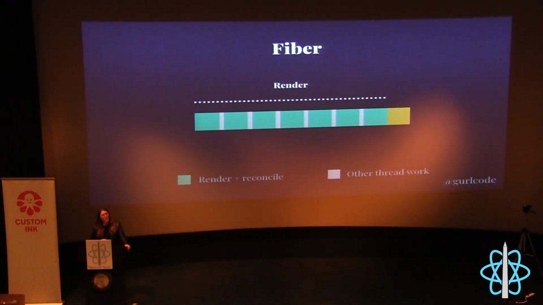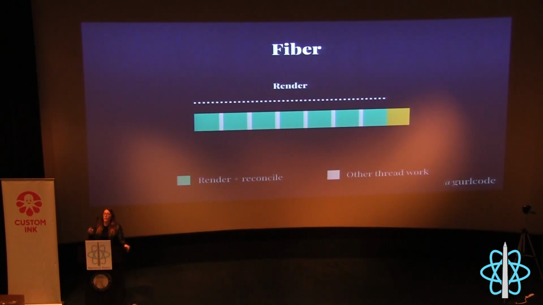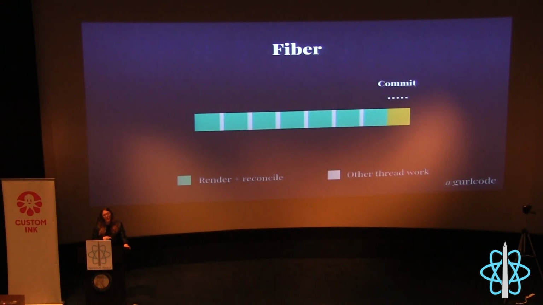So Fiber reconciliation happens in two phases. First, there's a render phase where reconciliation occurs. In this phase, Fiber is going to build up a work in progress tree to determine the list of changes that it needs to make in order to update the UI. But it's not actually going to make any of those changes at this particular stage. That's the responsibility of the commit phase. This is when the changes in the previous phase are actually committed to the DOM.